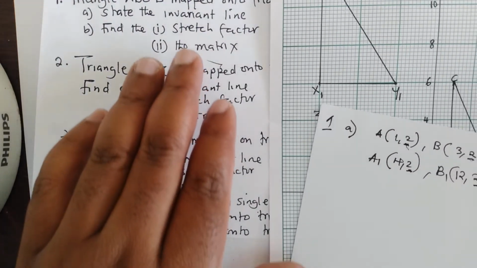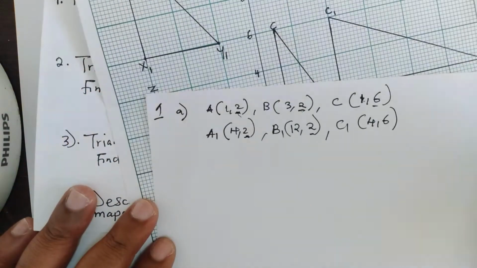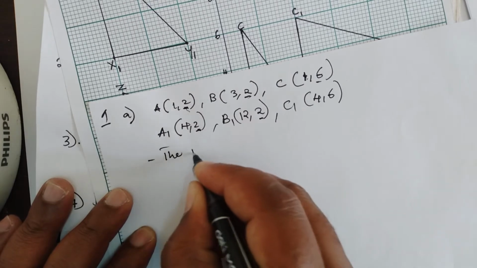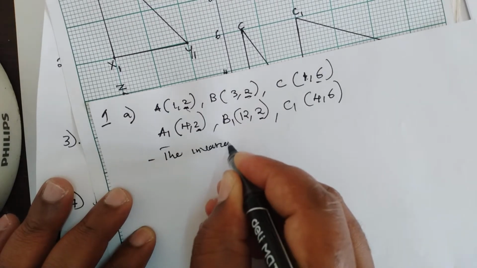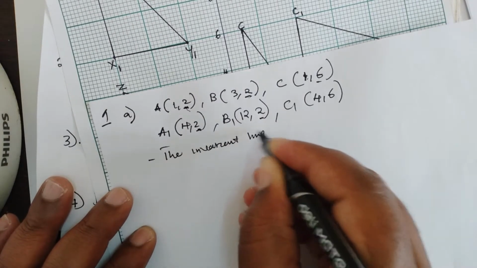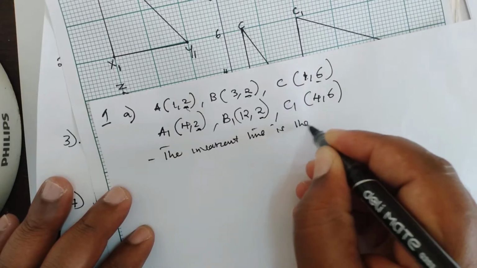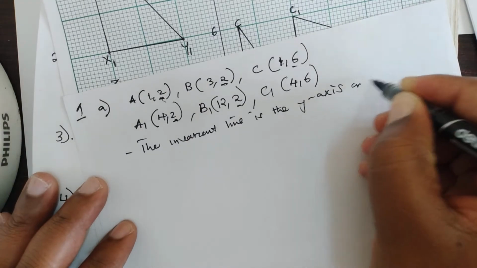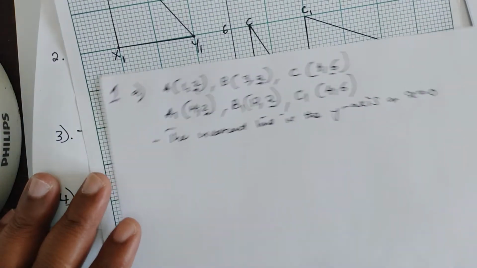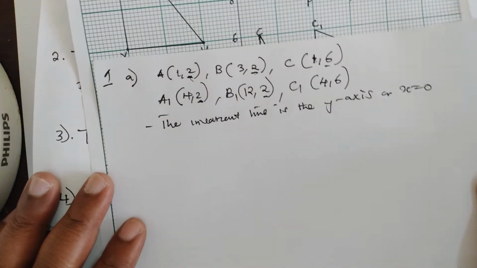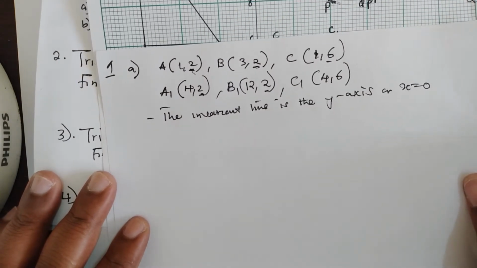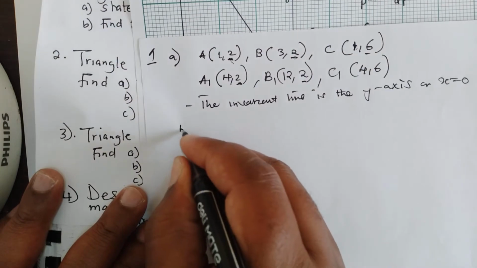So here where you are supposed to state the invariant line, we are saying the invariant line is the y-axis, or x is equal to 0. Then you have found that one. Okay? Then we go to B.